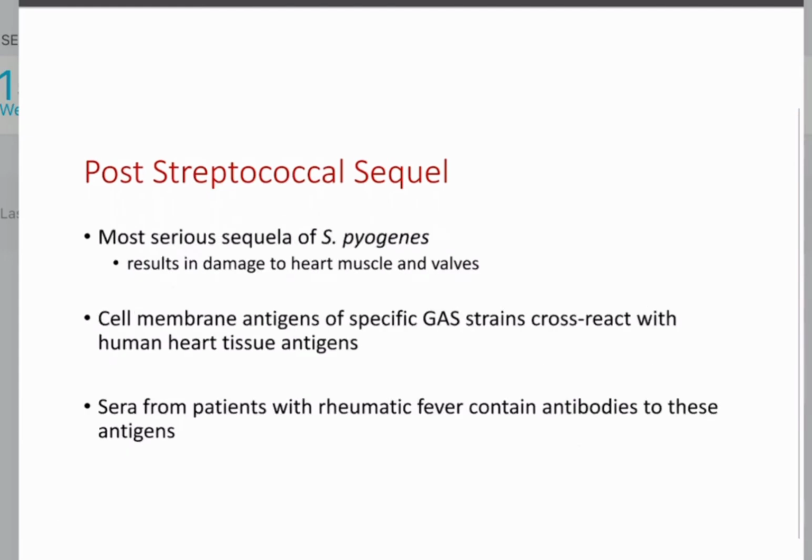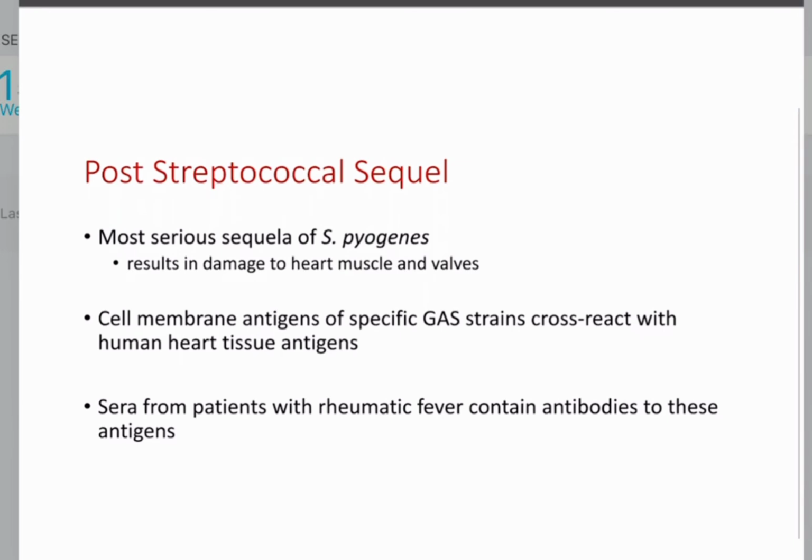The most serious sequela of Streptococcus pyogenes is rheumatic fever. And why is it said so? Because it damages the heart muscle and valve permanently. So once damaged, they can't be repaired. You have to just replace them with artificial valves if the deformity becomes incompatible with life.